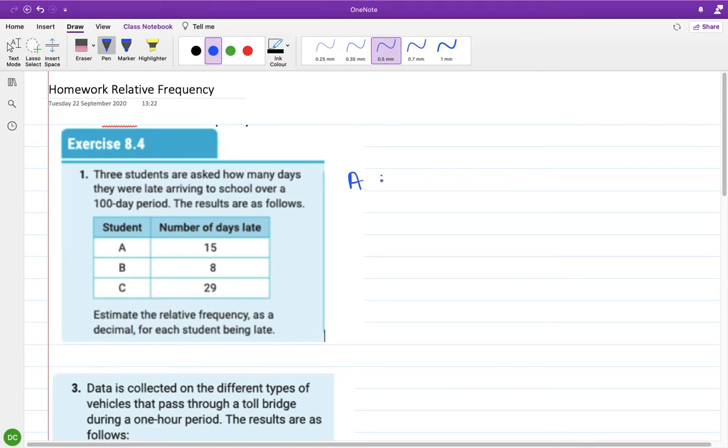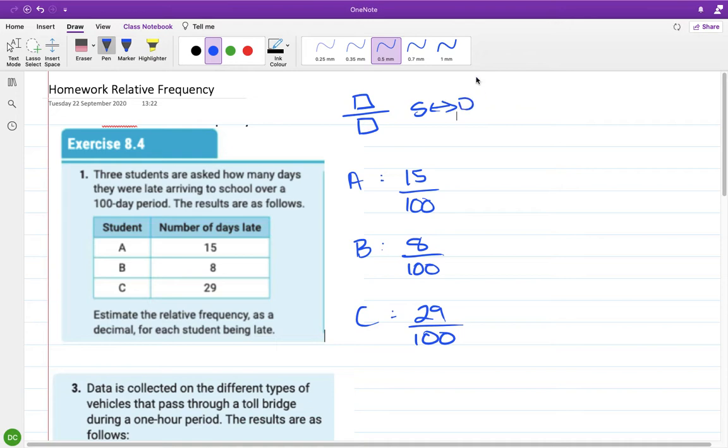So for student A, it's 15 out of 100. For student B, it's 8 out of 100. And for student C, was late 29 days out of 100. If you type these into your calculator using your fraction button and then follow that with the SD button, you will get these into decimals because we were asked for decimals. So that is 0.15, this one is 0.08, and this one is 0.29. And that's it. That's the first question.